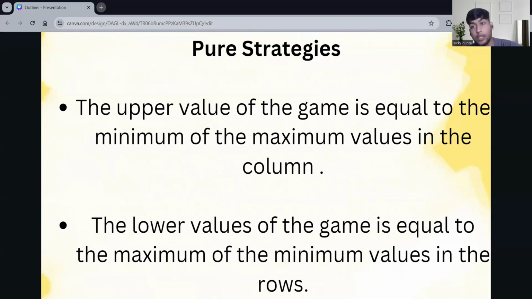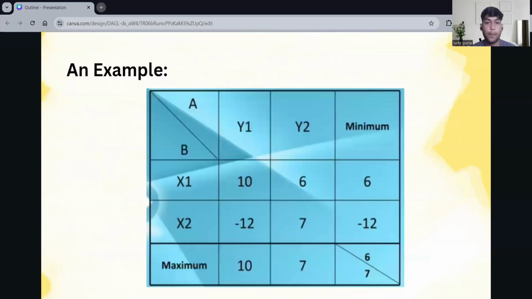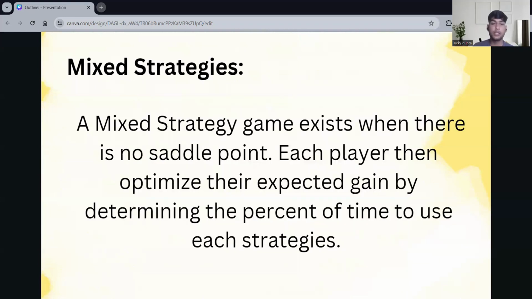One thing more, in the rows and in the columns. Okay, so this is, let's say, A. If A goes for one, then there is a probability that he will get 10 points or something. This is a basic, simple example to start with. Like, what's the mixed strategy?